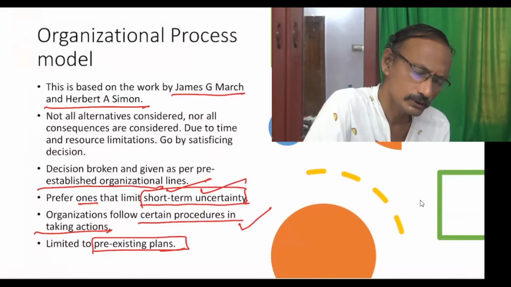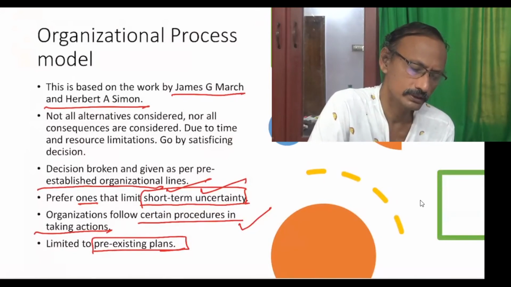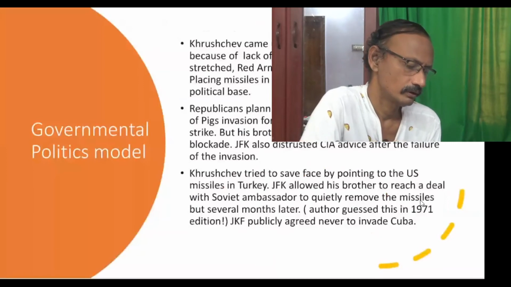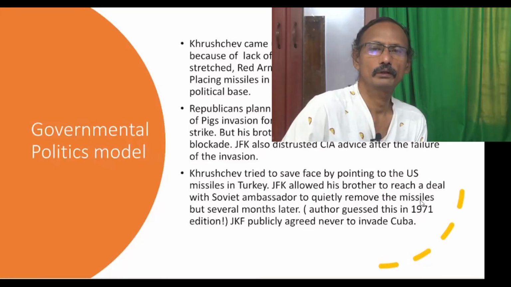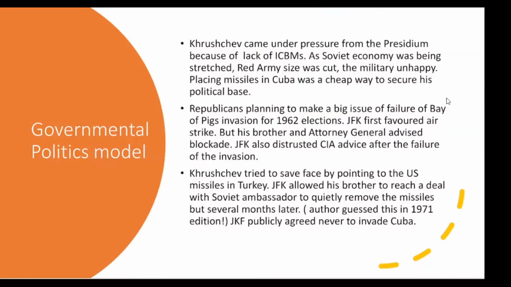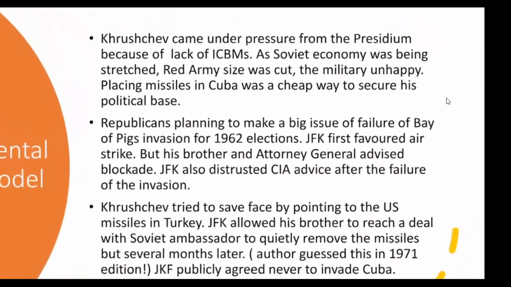So as opposed to these two, Allison proposes the governmental politics model. Okay, the governmental politics model. First, let us see his explanation of what happened. Khrushchev came under pressure from the Presidium because of the lack of ICBMs. Khrushchev came under pressure.